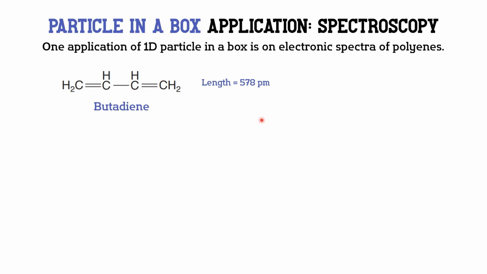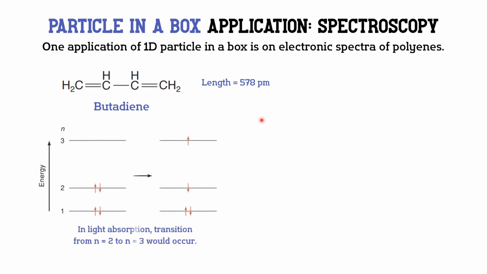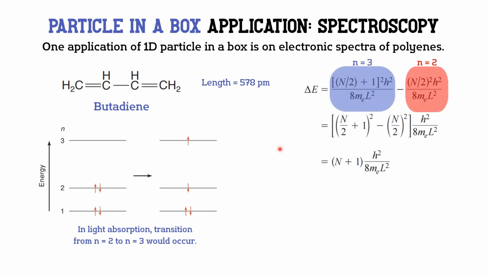Second, we need to know the number of electrons that go into this. Butadiene has 4 pi electrons, which occupy the 2 lowest energy pi orbitals in the ground state. In terms of n, we would expect an electronic transition from 2 to 3 to occur. If we can calculate the energy difference between the two, we can compare that to the actual value of photons that will be absorbed by butadiene. The energy difference is equal to the energy of n equals 3 minus the energy of n equals 2, using the equation that we previously derived.